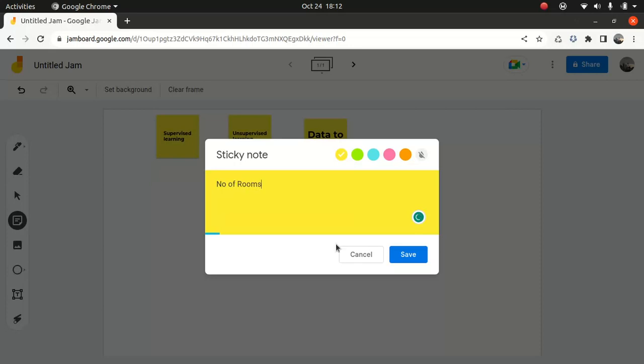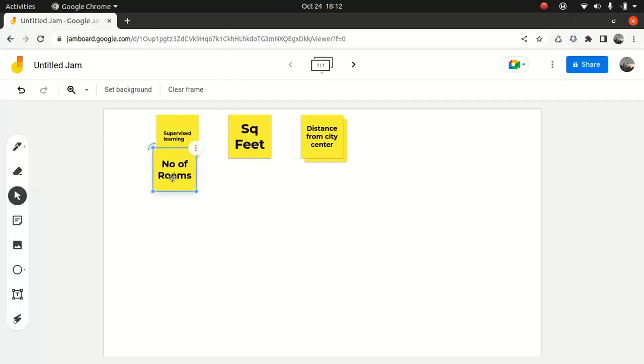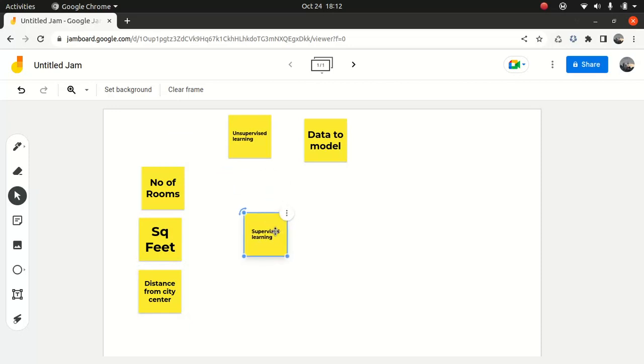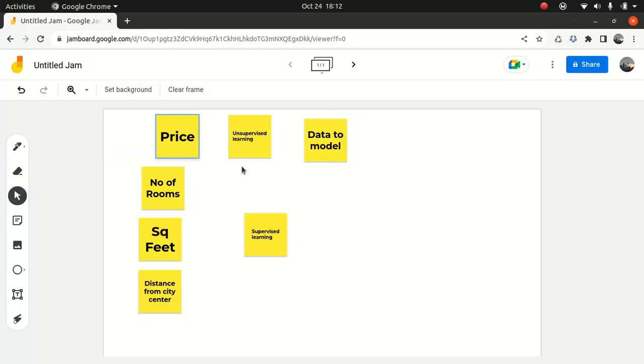We have the number of rooms, then square feet, then distance from the city center. Let's say I have these three inputs and I want to work out the house price. So we have number of rooms, square feet and distance from the city, I'll put it as supervised learning, and the output is the price for the house.